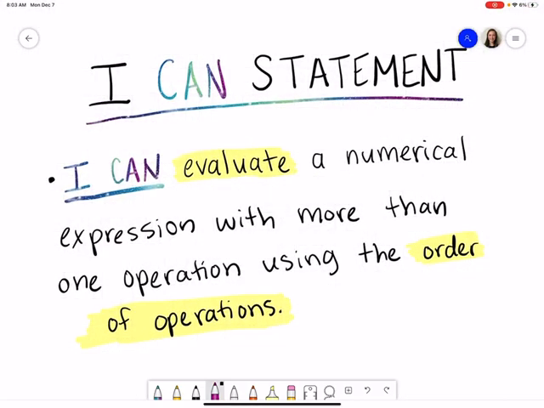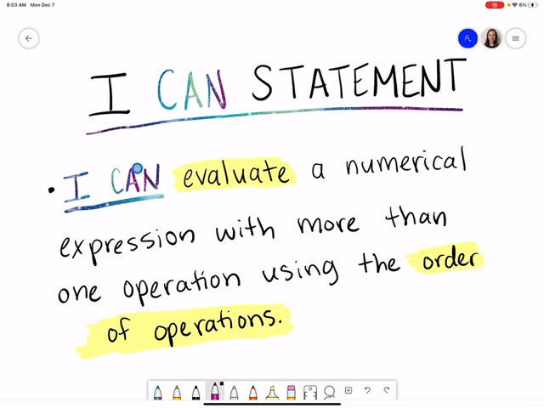All right, first we're going to start with our I can statement. I can evaluate a numerical expression with more than one operation using the order of operations. And remember, what's highlighted is the most important. When I'm talking about evaluating, I'm talking about finding the value of something. A numerical expression is what we learned about last time. It is those numbers set up with our symbols to tell us if we are going to multiply, divide, add, or subtract.